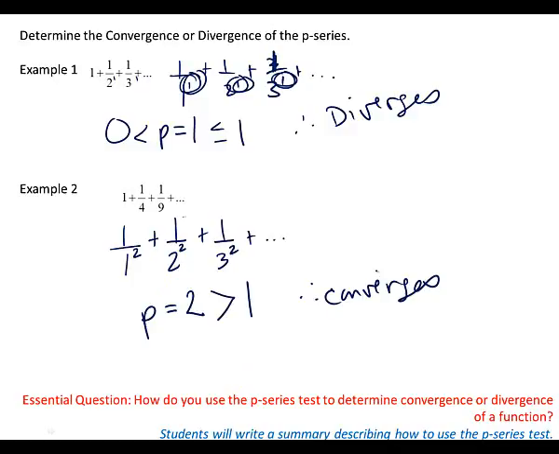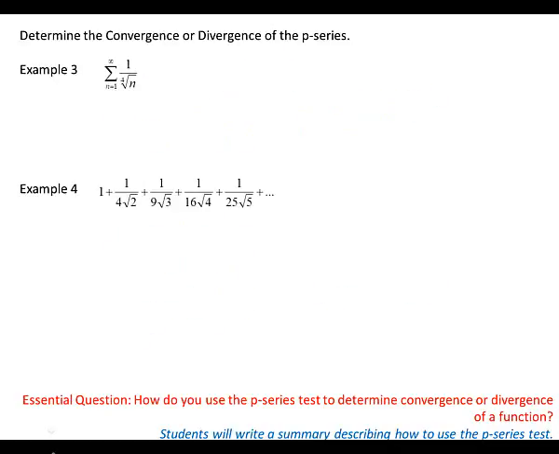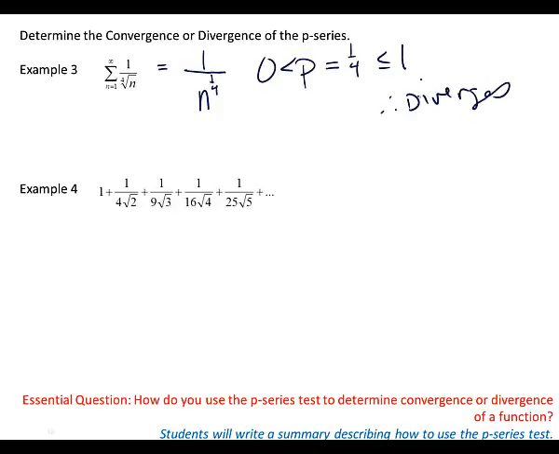All right, we're going to do 2 more and then we're done. We're going to skip example 5. All right, looking at this one here, 1 over 1 squared, 1 over 2 squared, I'm going to rewrite it, 1 over 3 squared, n to the 1/4 power. Okay, what's your p this time? 1/4. So that is between 0 and 1. So does it converge or diverge? Diverges.